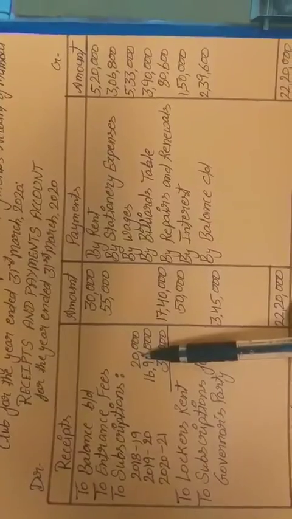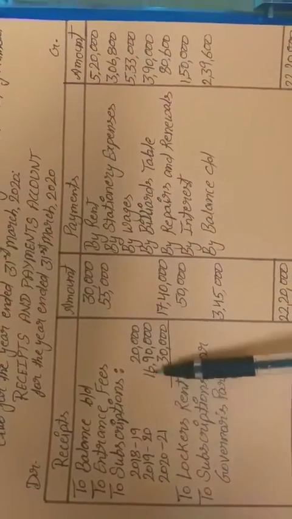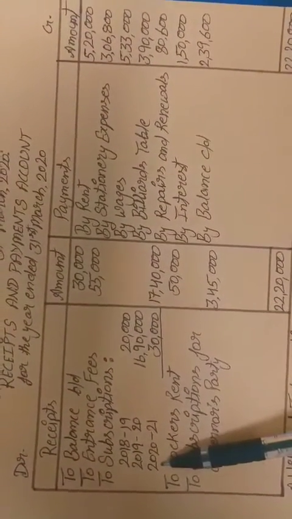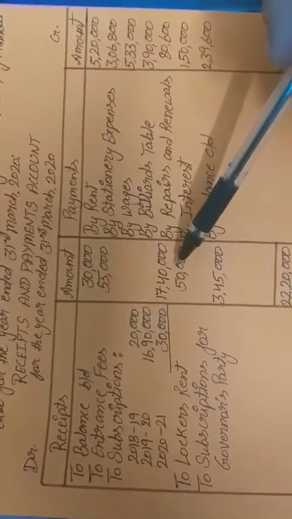Next, to entrance fees 55,000, to subscription 2018-19 20,000, 2019-20 16 lakh 90,000, and for 2020-21 this is 30,000. It means 3 years of subscriptions we received in this receipt and payment account. So the total is 17 lakh 40,000. This is the actual receipt we received during the year.